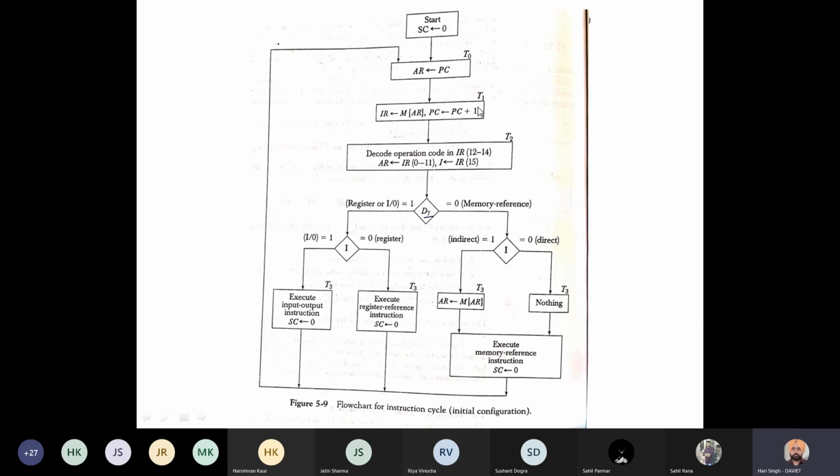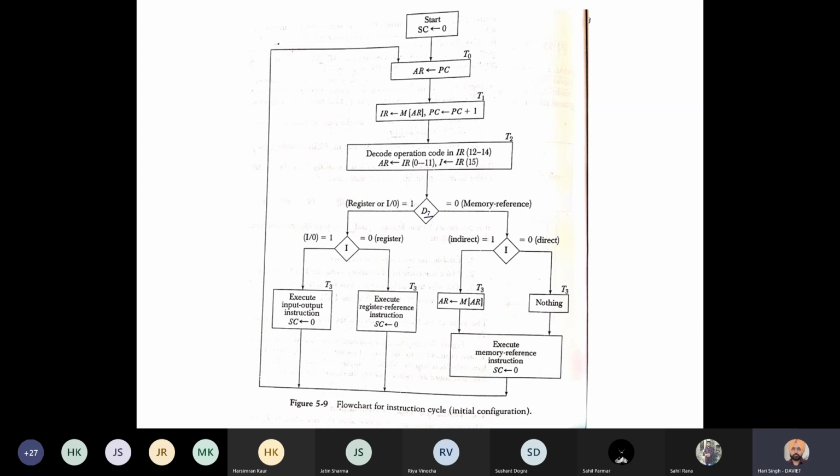And second step, T1, is to read a value from memory at the address in the AR register and store it in the IR register. So during T0, the address of the opcode is obtained in the address register, and during T1, the code from memory is fetched and placed in the instruction register IR. Simultaneously the program counter is incremented by one. During T2, the code available in the instruction register is decoded by the control logic part of the control unit.